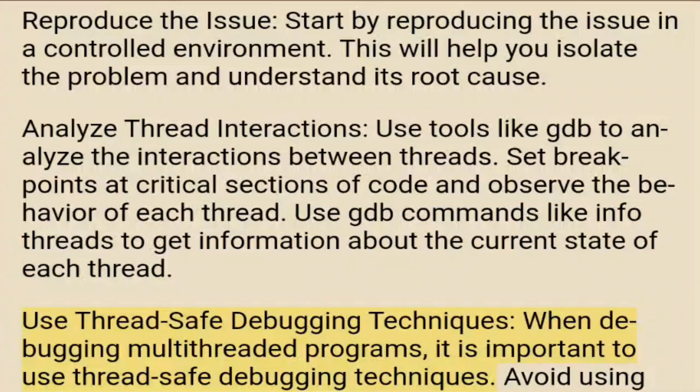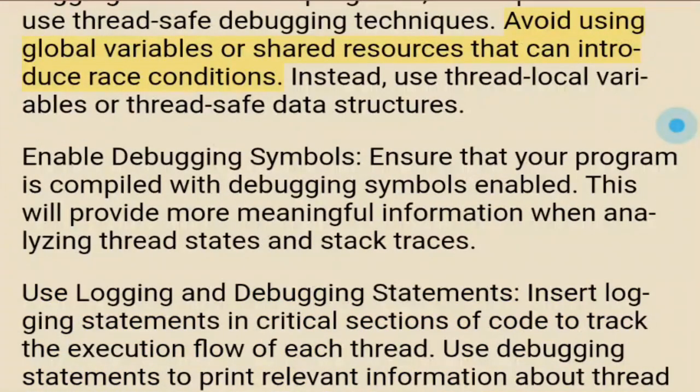Use thread-safe debugging techniques. When debugging multi-threaded programs, it is important to use thread-safe debugging techniques. Avoid using global variables or shared resources that can introduce race conditions. Instead, use thread local variables or thread-safe data structures. Enable debugging symbols. Ensure that your program is compiled with debugging symbols enabled. This will provide more meaningful information when analyzing thread states and stack traces.